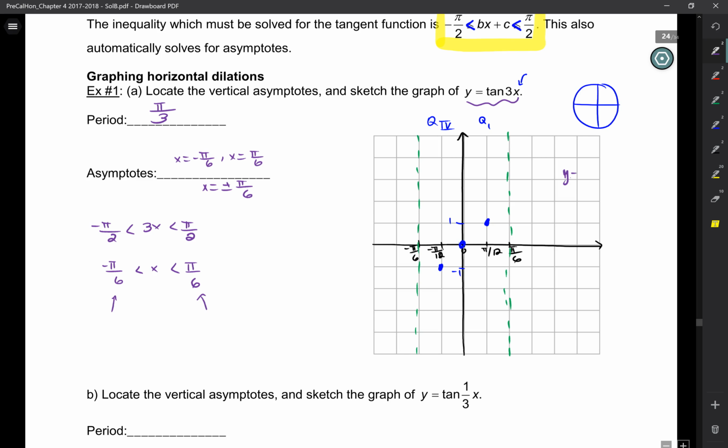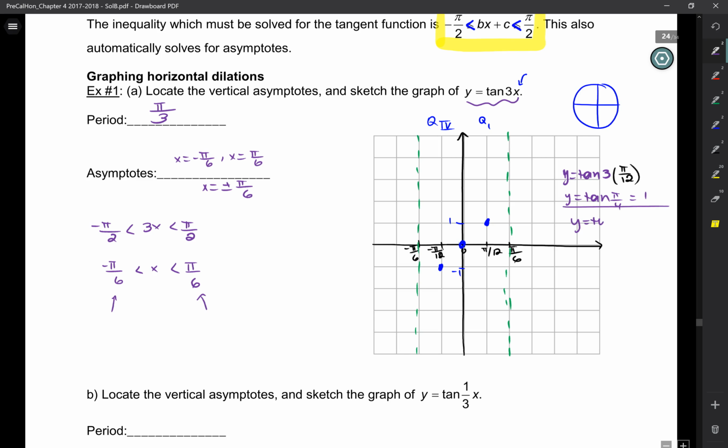So y equals tangent 3 times x. What's x there? Pi over 12. So that's y equals tangent of what? What's 3 pi over 12? Pi over 4. Where's pi over 4? Quadrant 1. What's tangent of pi over 4? 1. Okay? Let's do the next point.